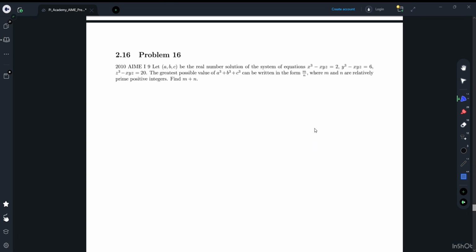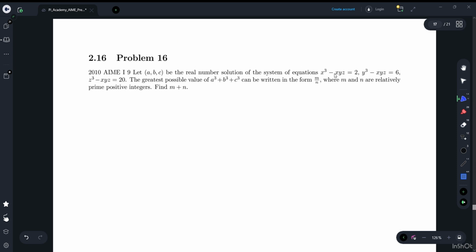Hey guys, so we'll go over problem 16 in the Polynomials in the AIME problem set, aka 2010 AIME 1 problem 9. So let a, b, and c be the real number solutions of the system of equations x cubed minus xyz is equal to 2, y cubed minus xyz is equal to 6, and z cubed minus xyz is equal to 20. The greatest possible value of a cubed plus b cubed plus c cubed can be written in the form m over n, where m and n are relatively prime positive integers. Find m plus n.